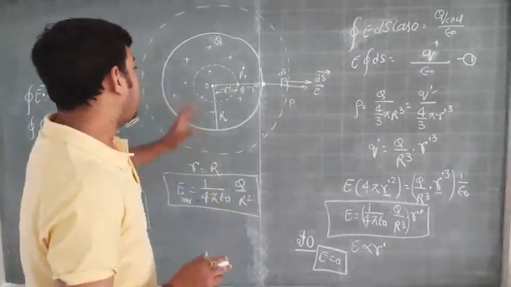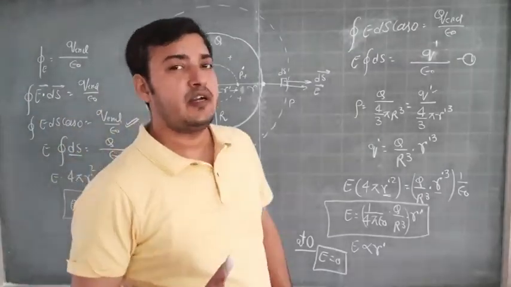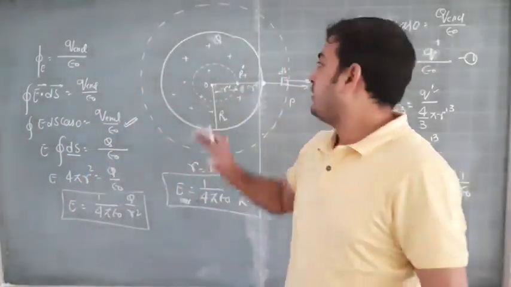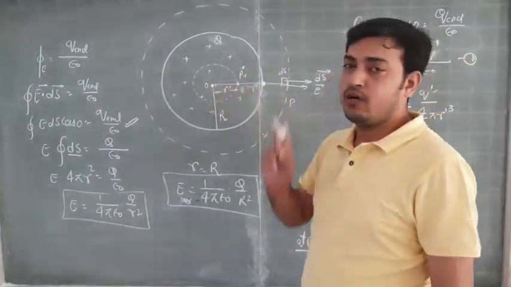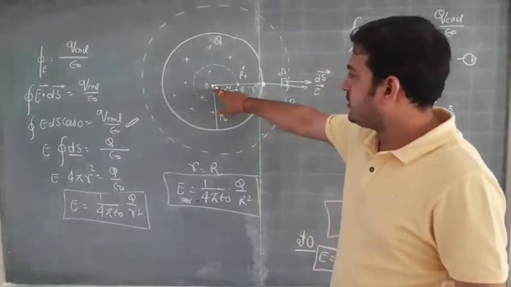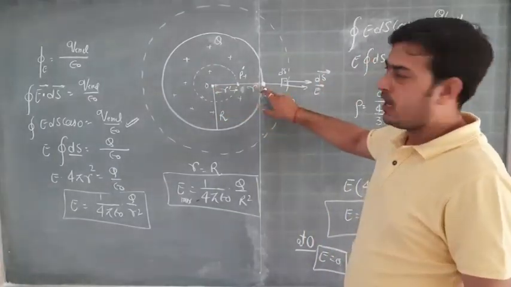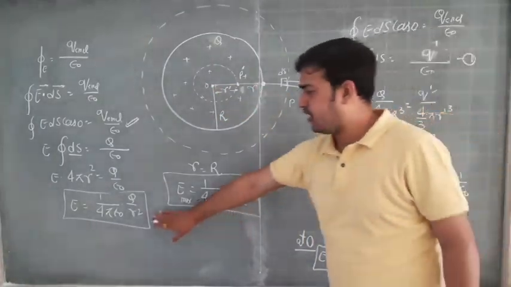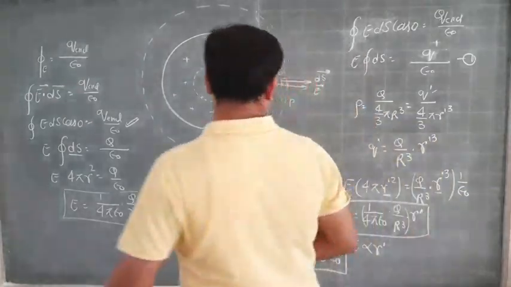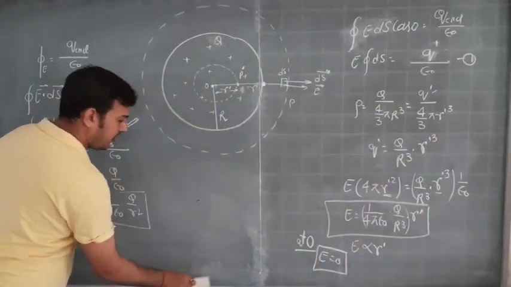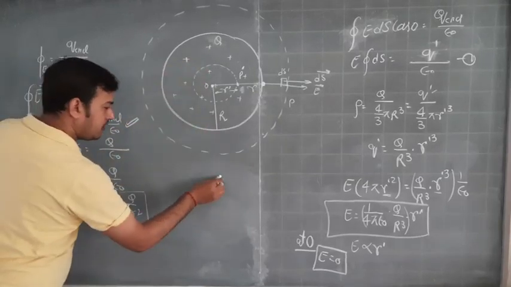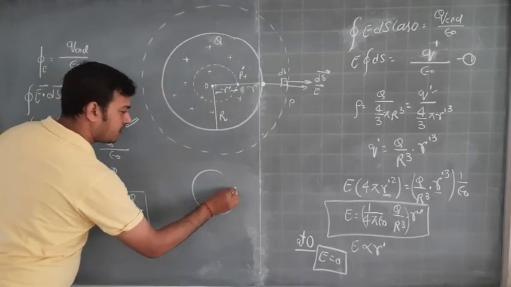It means that the situation of a non-conducting sphere is something different inside the sphere. Inside the sphere, the field is only 0 at its center. It increases from the center to the surface, and then it starts decreasing as per this equation. So I can draw the variation of this field like this.